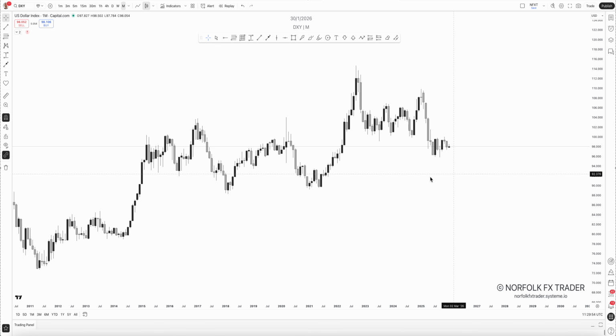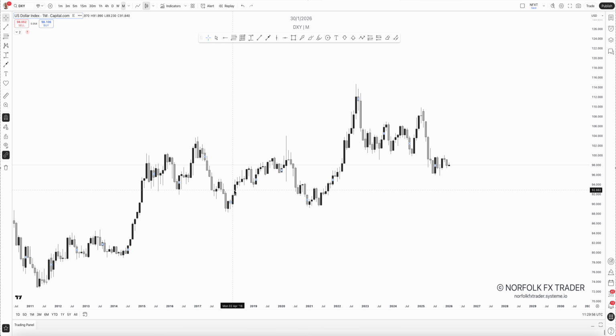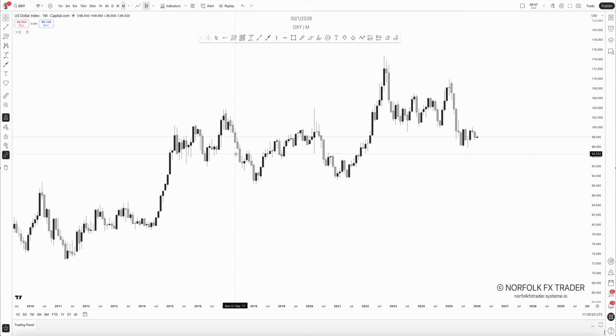I'll make it as easy as possible for you to understand this. We'll use different colors on different time frames so you can easily identify exactly how to do this. So on a monthly time frame, let's look at our last area.